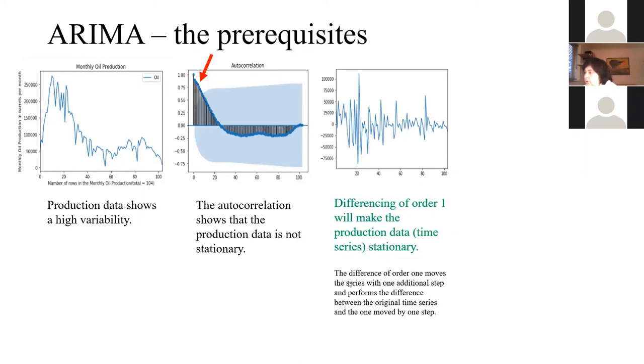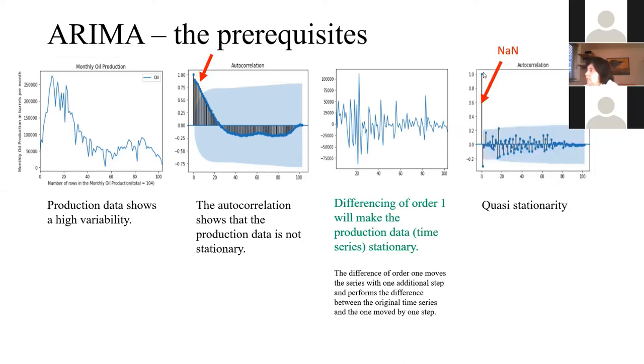This means that you have to difference of order one: move the series by one additional step and perform the difference between the original time series and the one moved by one step. So what happens is that the first value is not a number because you move the data by one step, and it becomes quasi-stationary.